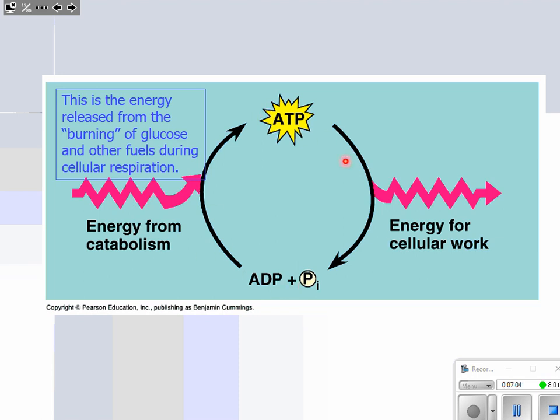So we can release energy, store energy, release energy, store energy. And that oscillating cycle is happening continuously in your cells as long as you're alive. Not just your cells, but the cells of all living organisms. So we add phosphate to store energy, we release a phosphate to release that energy.